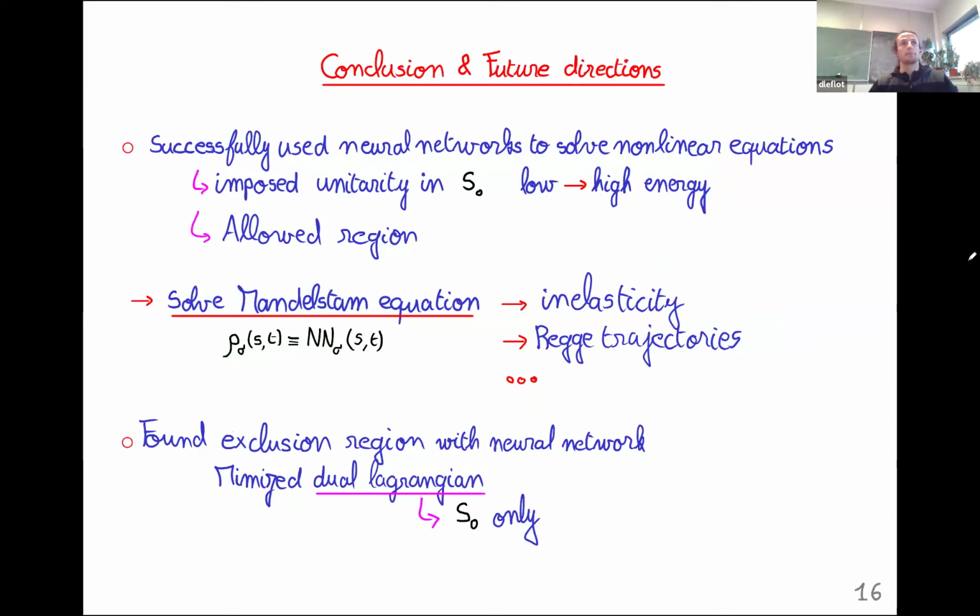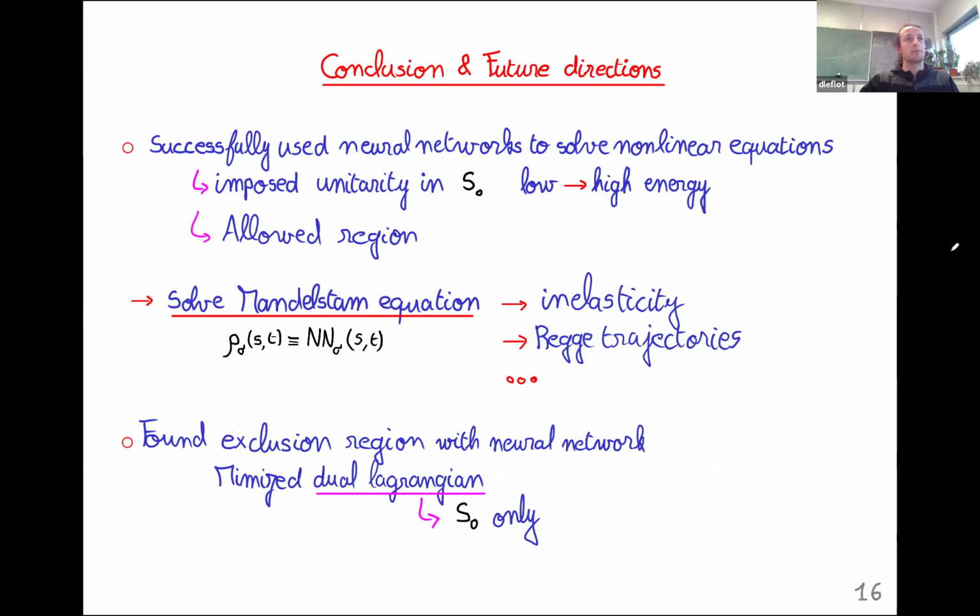And so now I can conclude. What we've done is that we successfully used neural networks to solve nonlinear equations. In our case, we used the neural network to impose unitarity in the spin zero partial wave. We were able to impose unitarity from low energy to very high energy, so 10 to 100 m squared. And we also were able to find an allowed region for our toy model.